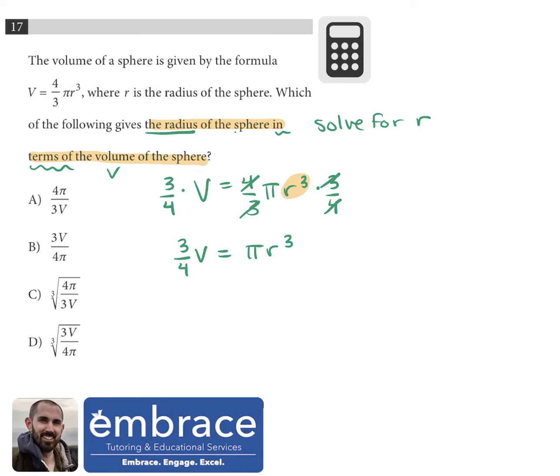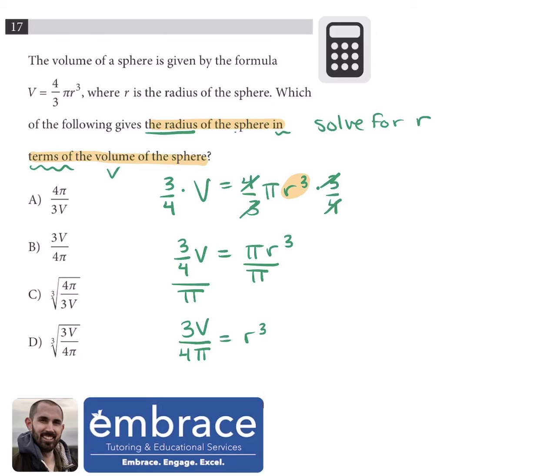All right. Now I'm going to divide both sides by pi to get r by itself. So when I do this, essentially 3 times v is in my numerator. Now I'm dividing by pi, so that pi is going to end up in the denominator, equals r cubed.